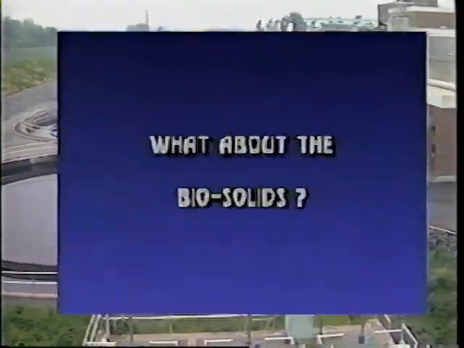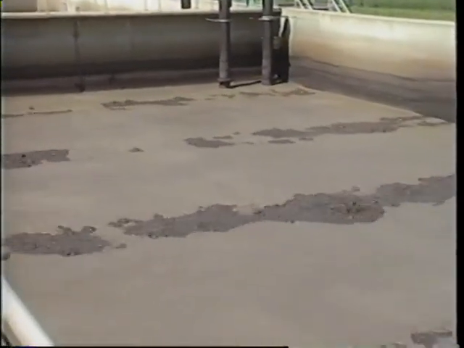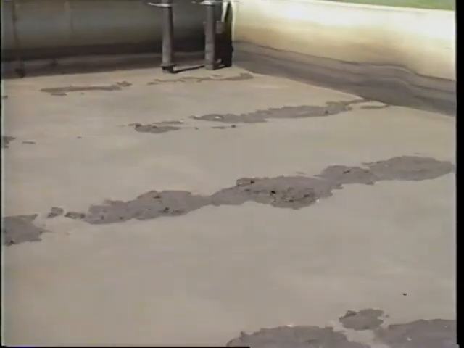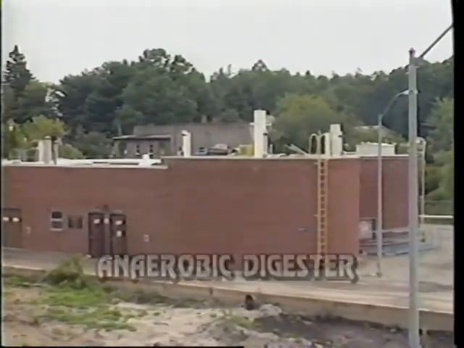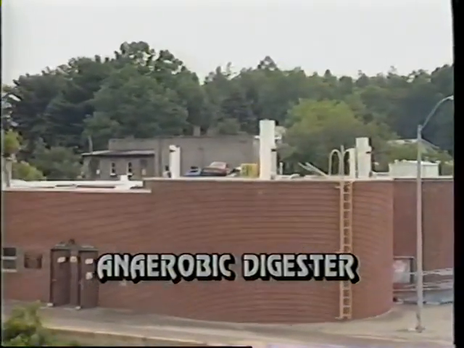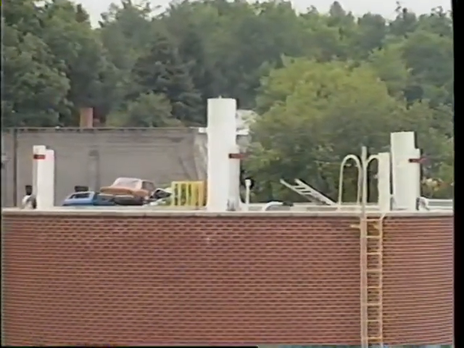What about the biosolids? What do we do with them? Where do they go? Settled biosolids from primary or secondary clarifiers are usually pumped into a digestion unit where biological treatment and stabilization of the biosolids occurs. A type of digestion unit that is sealed so that no air can enter is called an anaerobic digester. Anaerobic bacteria will prevail in this process.